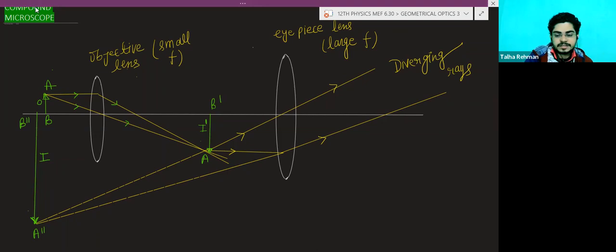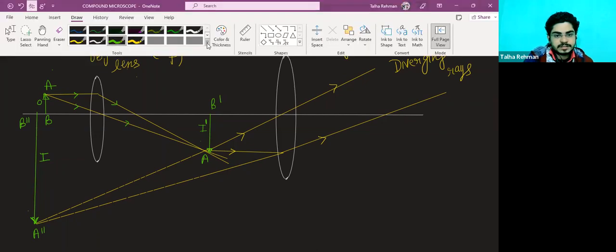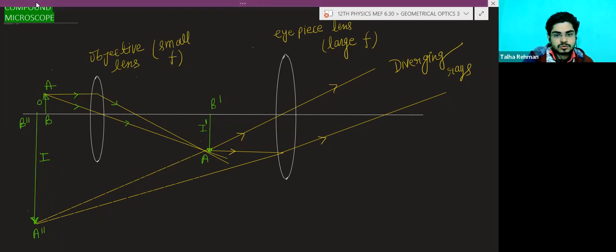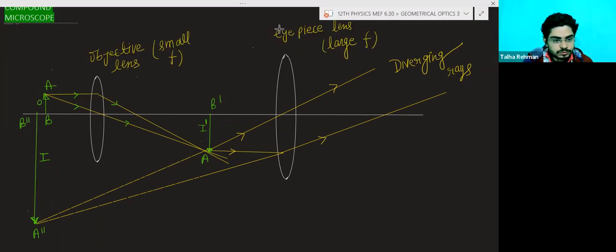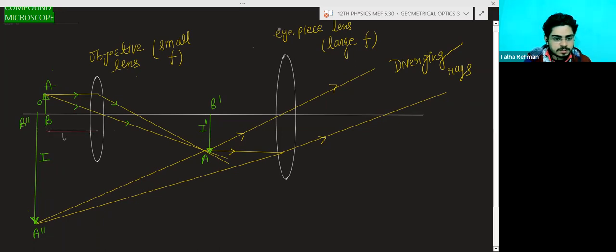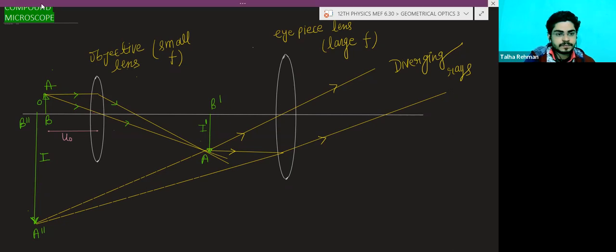So now we will mark the distances. Okay. So what is the object distance? This will be the object distance, the object distance of the objective lens. The object is placed in front of the objective lens. Now where is the image formed with respect to the objective lens? This objective lens is forming the image here of this object. So the image distance for this objective lens will be this.